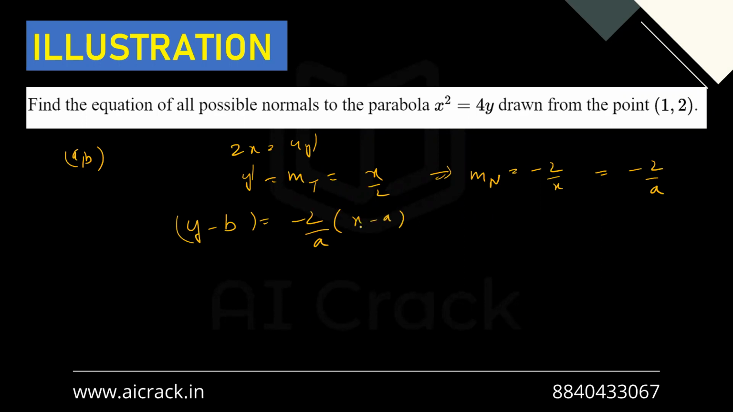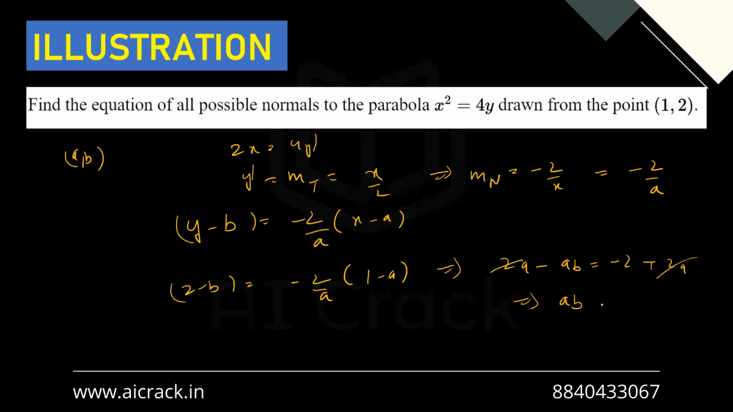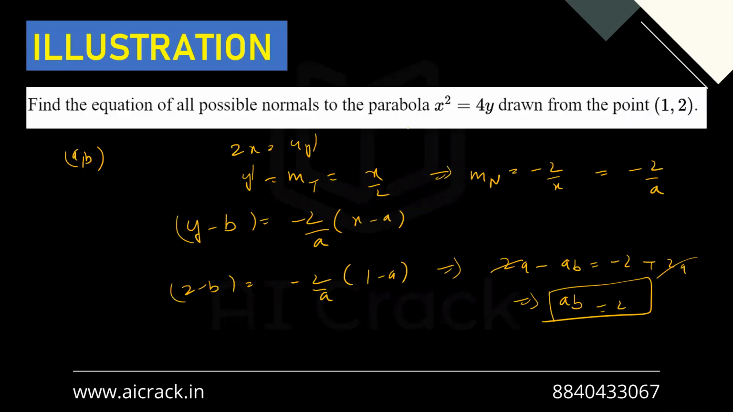And this equation will satisfy this point 1, 2. So that would give me 2 minus b equals to minus 2 by a times 1 minus a. So that eventually gives us 2a minus ab equals to minus 2 plus 2a. This cancels out. That gives us ab equals to 2. Secondly, this point a comma b would satisfy x square equals to 4y. So that would be a square equals to 4b.